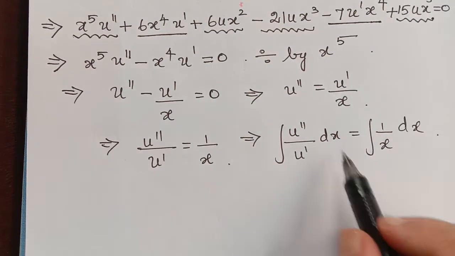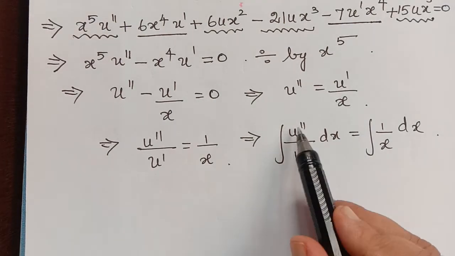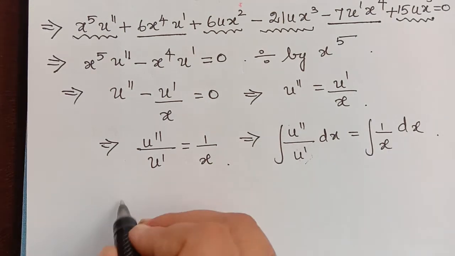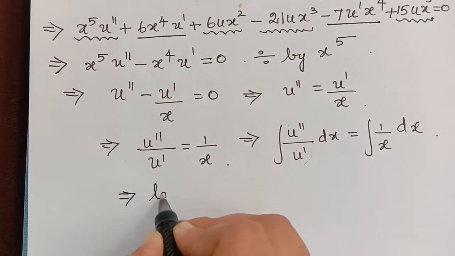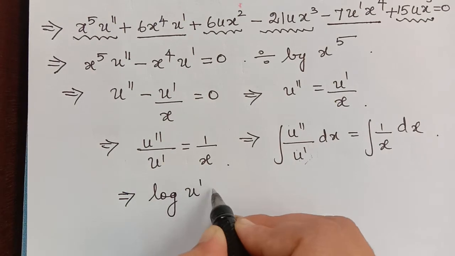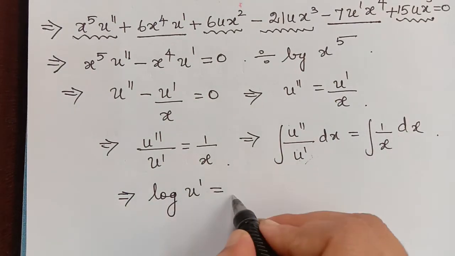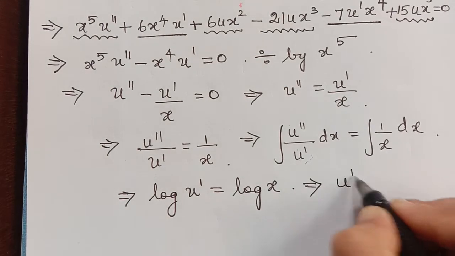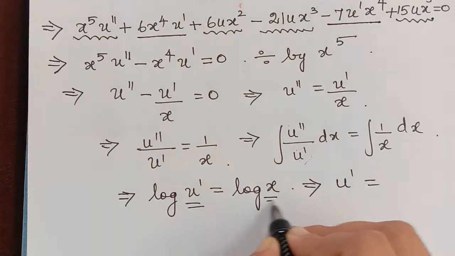We know that if the differentiation of the denominator is the numerator, then we can say that this is equal to the log of the denominator. So log of u dash is equal to the integration of 1 by x, which is log x. So from this we get u dash to be equal to x.